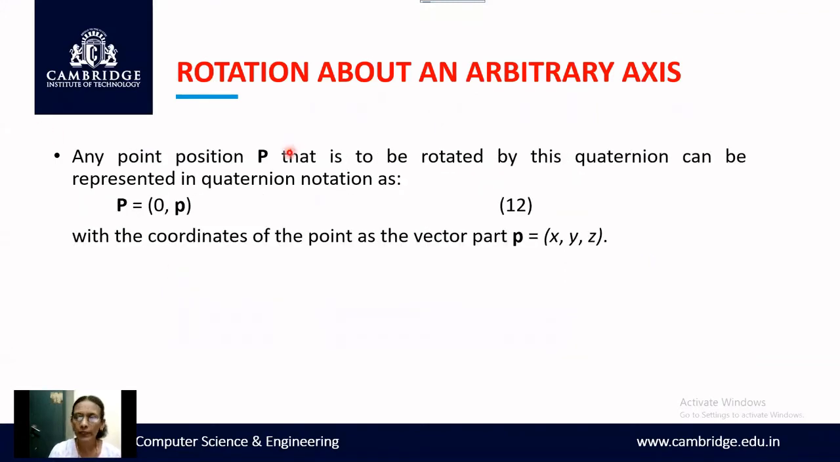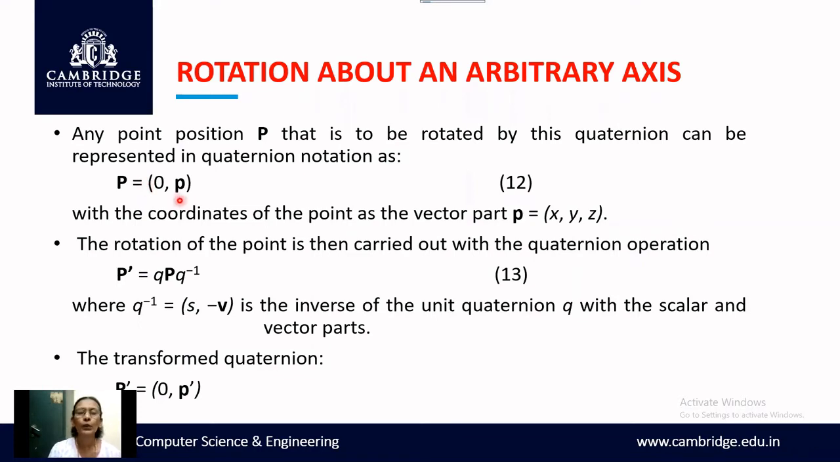So for any point to be rotated by this quaternion, say the point P has coordinates x, y, z. Then the point P can be represented by the quaternion P equal to 0 comma P. The scalar part is 0, and the vector part is represented by the coordinates x, y, z.